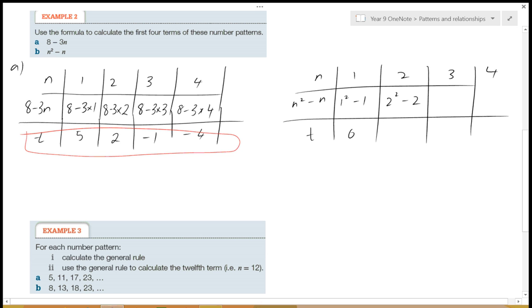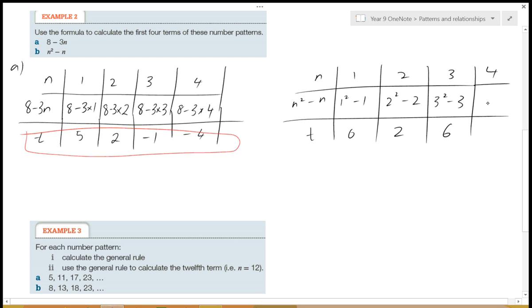Hands up. Dougal? 2. Okay, 2 squared is 4. 4 minus 2 is 2. And next one's going to be 3 squared minus 3. Elliot? 6. Okay, and our last one is going to be what? What am I going to write out for our last one?